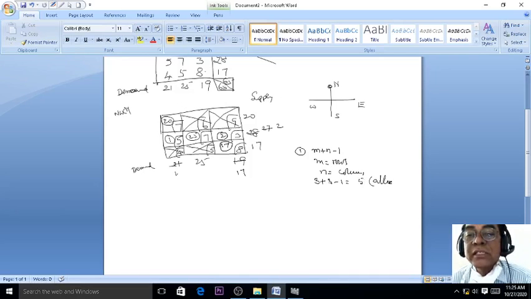Allocations. Allocations are the circled cells. How many are there? 1, 2, 3, 4, 5. Now the condition is satisfied. That is one condition. Another condition: you see the allocation values. These values are called allocation values.